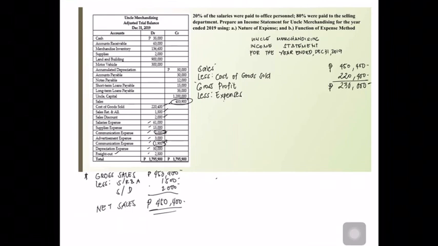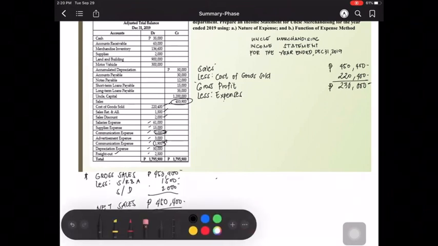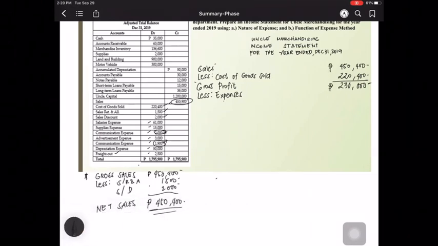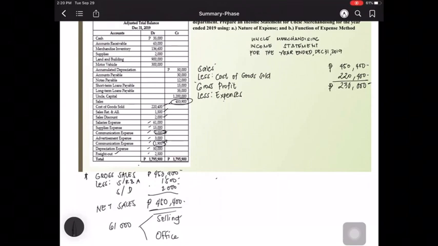So in this case, we were told that 20% of the salaries were paid to office personnel, while 80% were paid to the selling department. So in this case, your salaries of 61,000 pesos is distributed to the selling department and your office personnel. Of course, the amount of the salaries paid to the sales department should be part of your selling expenses, or distribution expenses, while the salaries paid to the office personnel, since they are not directly attributed to the storing, to the production, to the manufacturing, to the delivery, to the advertisement of the product, shall be part of your administrative expenses.